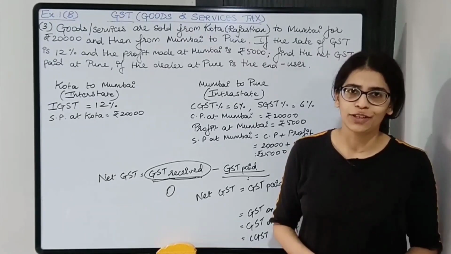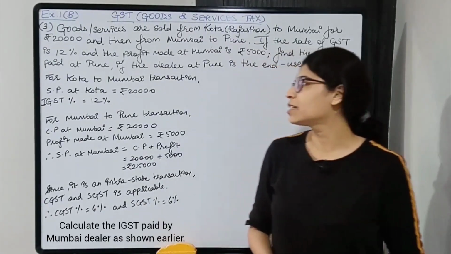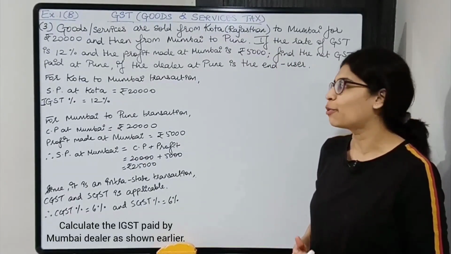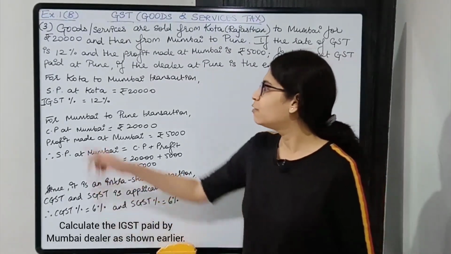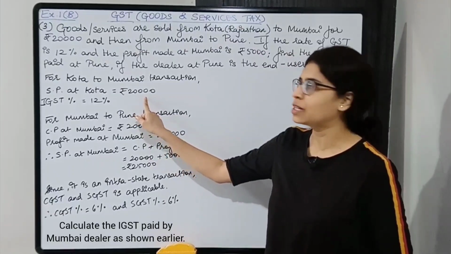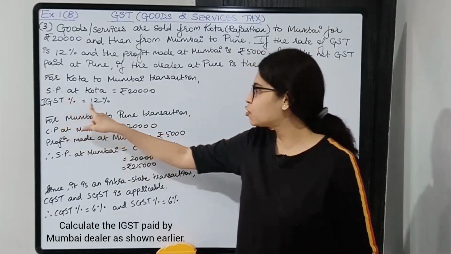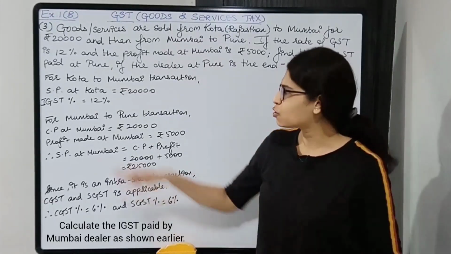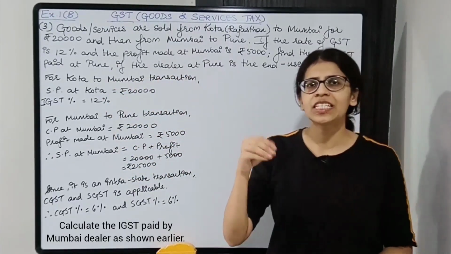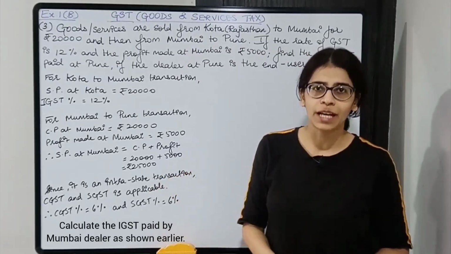So let's solve now. First transaction is taking place from Kota to Mumbai. So for Kota to Mumbai transaction, what all information do we have? We know that selling price is 20,000 and IGST percentage is 12%. IGST will be applicable because interstate transaction hai. So you can just write down the reason over here. Since it is an interstate transaction, IGST will be applicable.